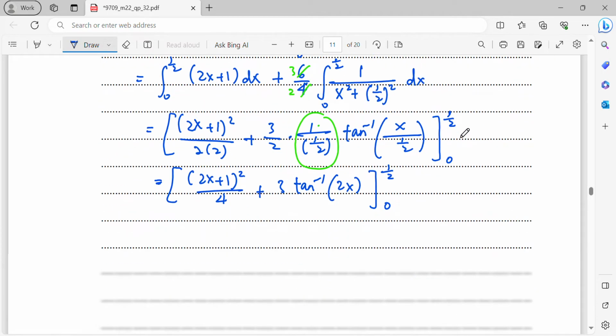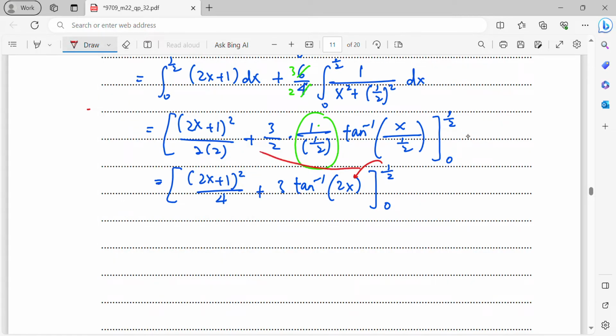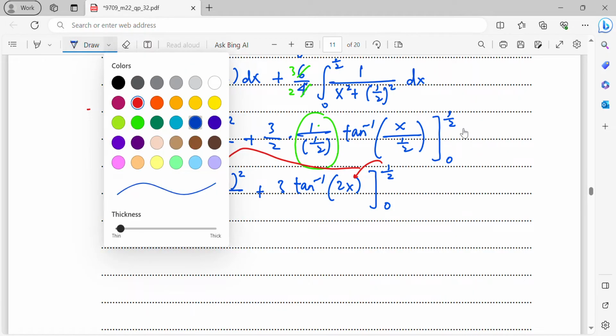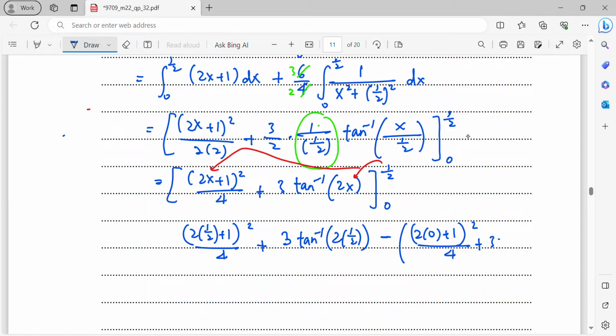Okay, so now you replace the x by half first. So substitute the half into the x. So now I will get 2 times half plus 1, squared, over 4, plus 3 inverse tangent of 2 times half, then minus, when the x is 0, 2 times 0 plus 1, then you square it over 4 plus 3 inverse tangent 0.